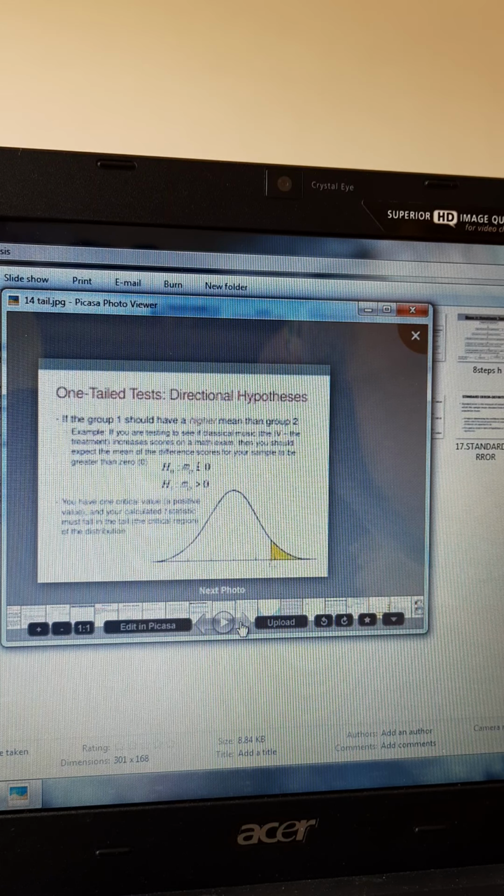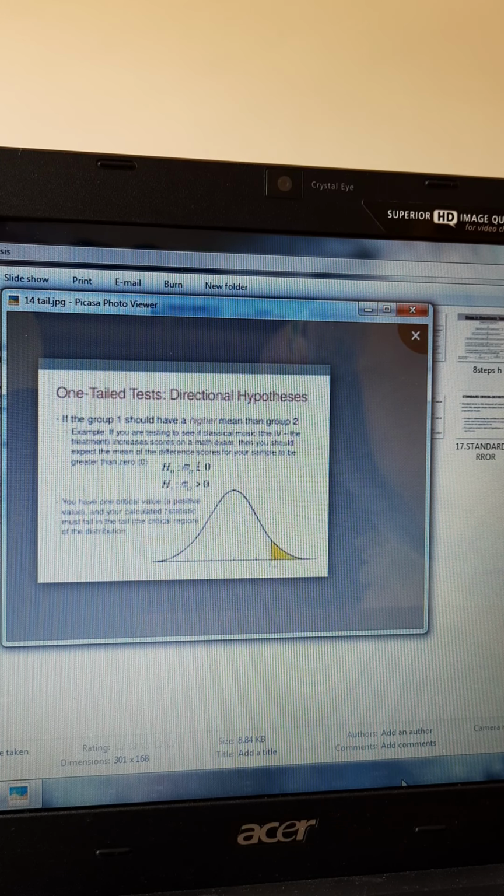Another example: coronavirus resulted in negative growth in the industry. So you are taking a test, and the test hypothesis is that there is a negative trend in the economy because of the virus. So it's unidirectional, one direction.